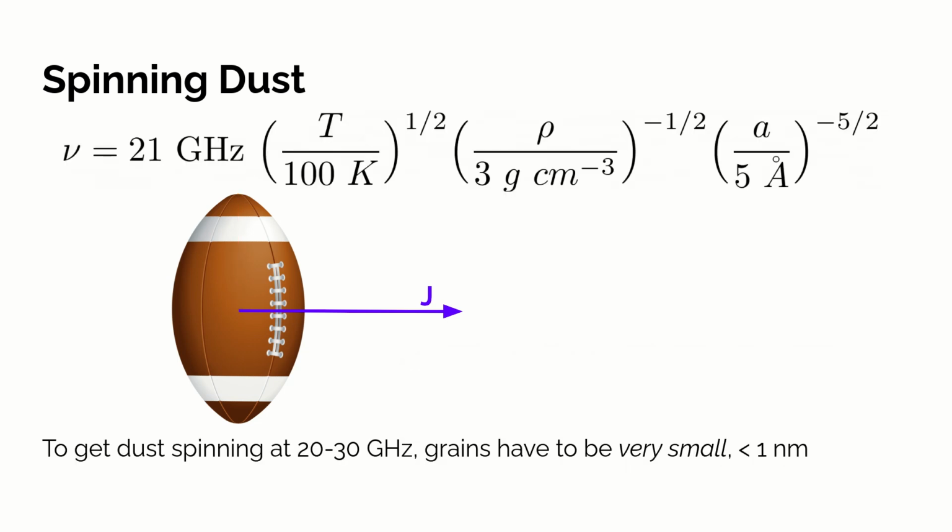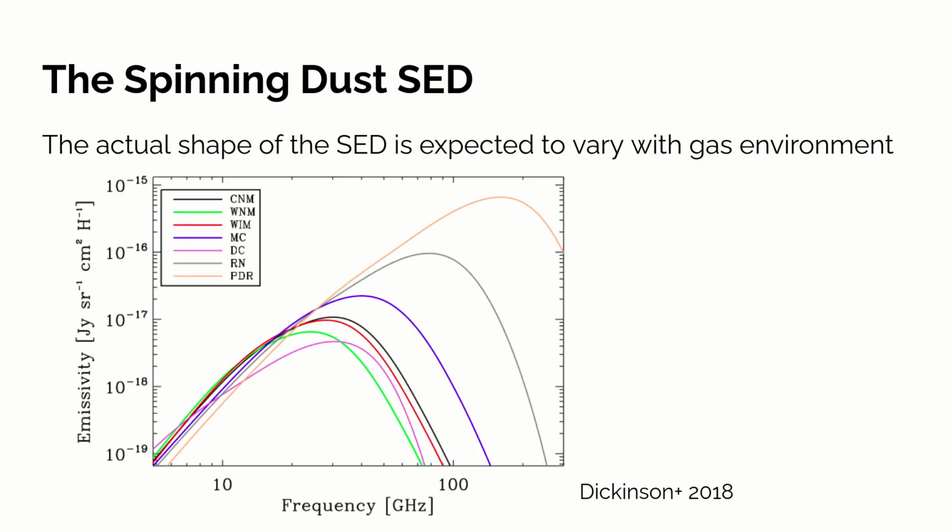Practically, the frequency of this emission is given by this formula here, which shows that it's strongly dependent on the temperature, the density of the grains, as well as the size of the grains. And in order to get the dust spinning at 20 to 30 gigahertz where we observe it, the grains have to be very, very small, less than 1 nanometer in size.